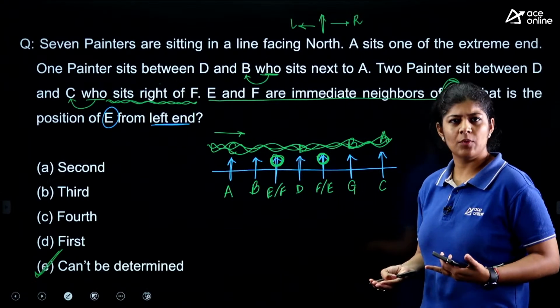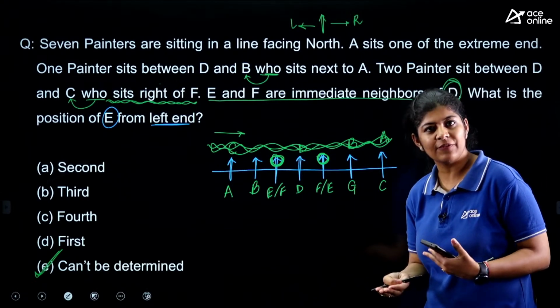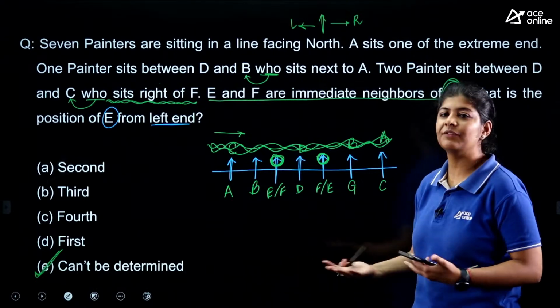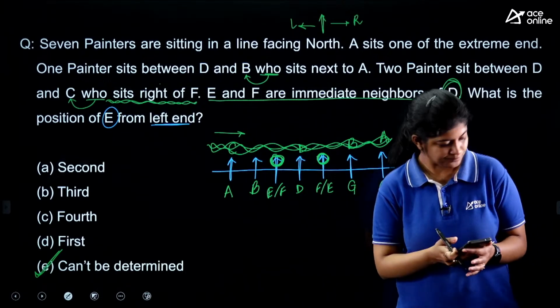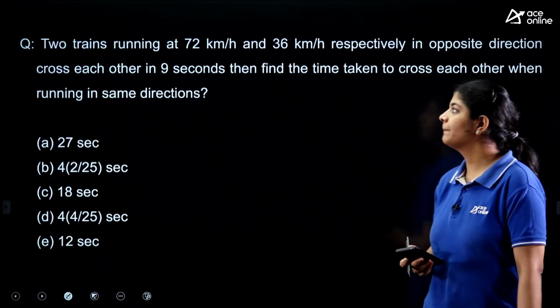If we had some more data, some specific details regarding E and F, then we could easily determine the exact arrangement. Is it clear? Right? Next.